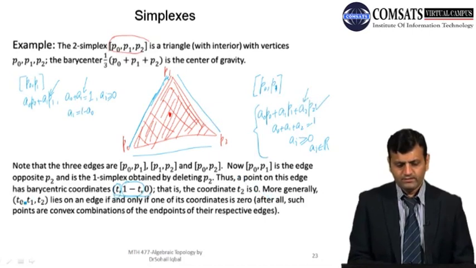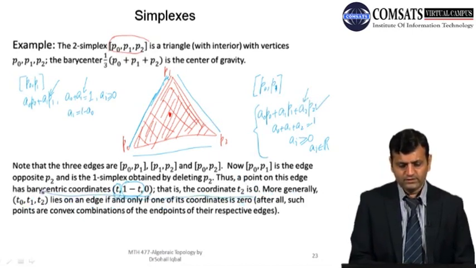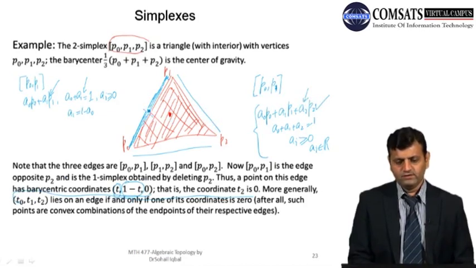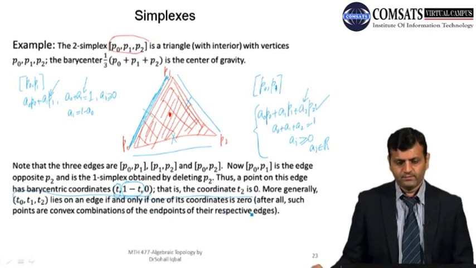So more generally, (t0, t1, t2) lies on the edge if and only if one of its coordinates is 0. We are going to need this observation. This is the edge of the triangle, and if a point of the triangle is on this edge, then one of the coordinates is 0, in this case P2 is 0. If some point is on this edge, then of course the coefficient of P1 is 0. If a point is on this edge, then of course the coefficient of P0 is 0. So after all, such points are convex combinations of the endpoints of their respective edges.